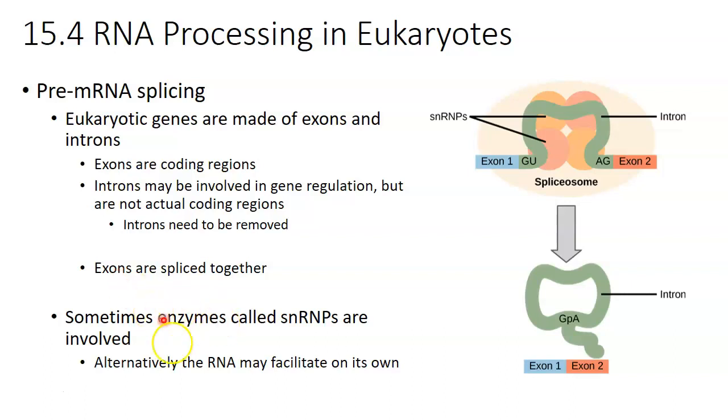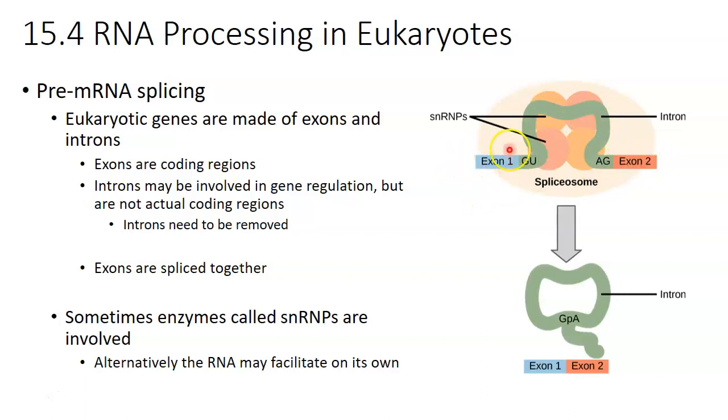Sometimes there are enzymes involved in this process. They're called SNRPs, SNRNPs. And then sometimes they're not involved. The RNA actually might facilitate this on its own. In this particular figure, we're showing SNRPs being involved. And so this whole structure here is called the spliceosome. We've got our RNA transcript here. This whole line is the RNA transcript.